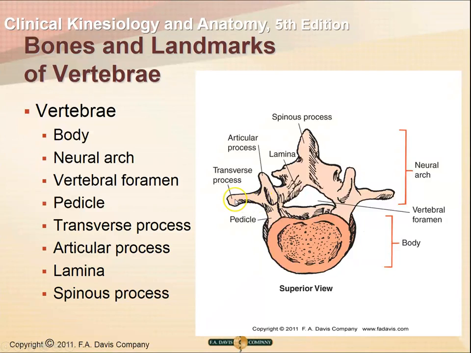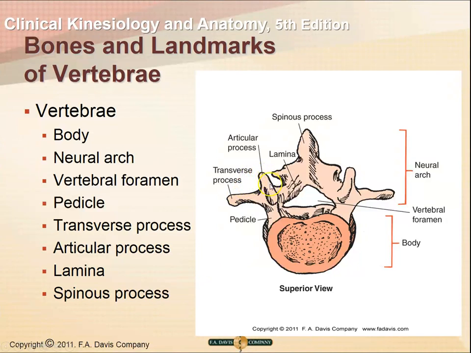We have our transverse process, which is going to be lateral. The transverse process is where the lamina and the pedicle meet together. And this is also a spot for a lot of ligament and muscle attachments as well.